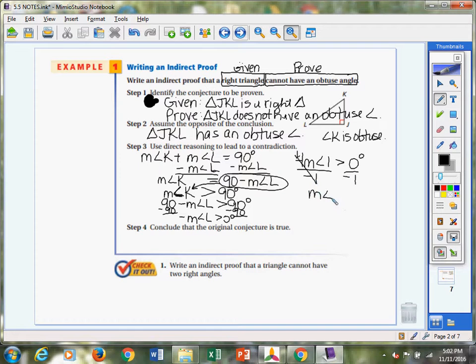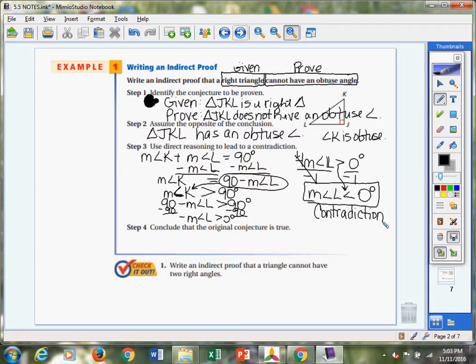You have to remember the rule about what happens when I multiply or divide each side of an inequality by a negative number: this symbol is going to flip. You can't have a +0 or a -0, so that -1 is not going to affect the 0, but it does flip your symbol over. So now we have that the measure of angle L has to be less than 0 degrees, and that's where your contradiction occurs. That's what we're looking for. Put a box around that and write the word contradiction, because when you do an indirect proof, that is what you're after.